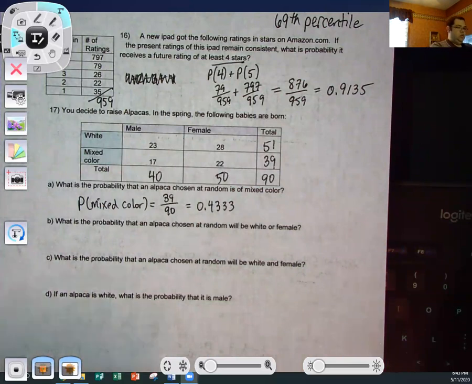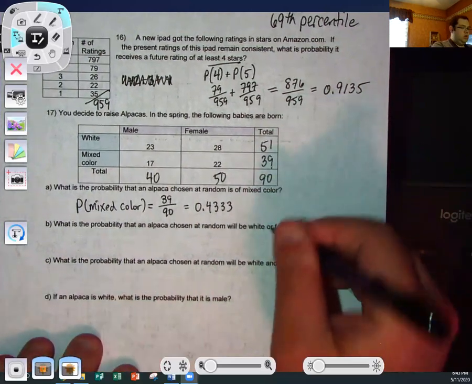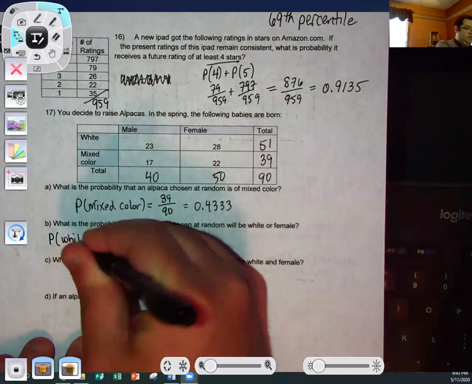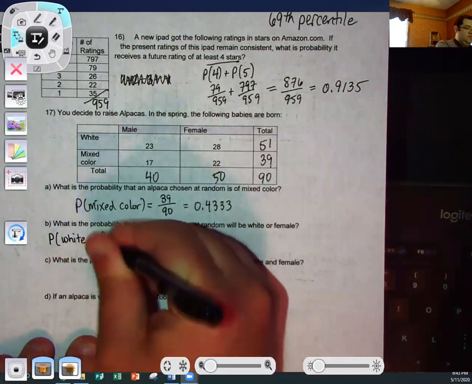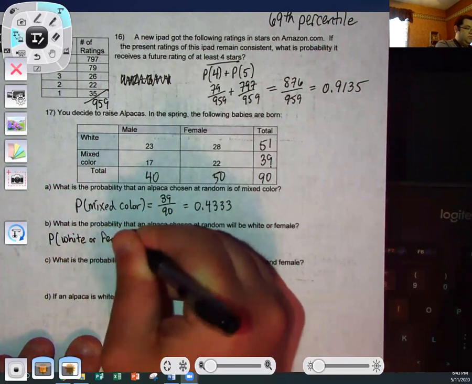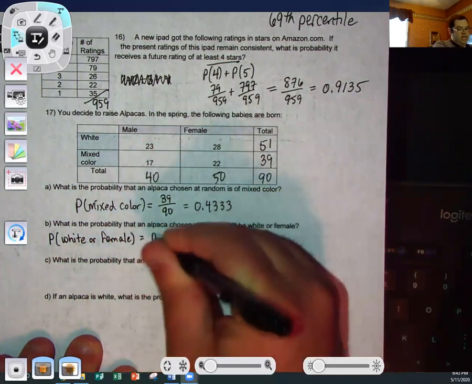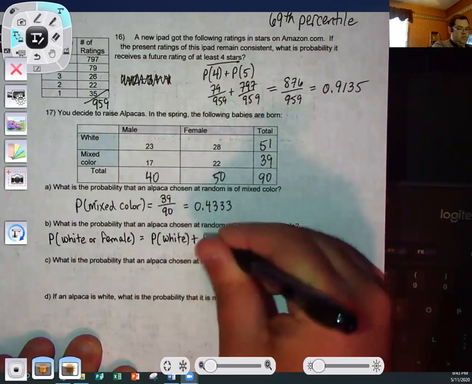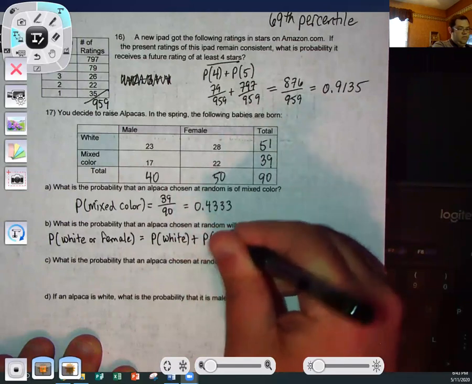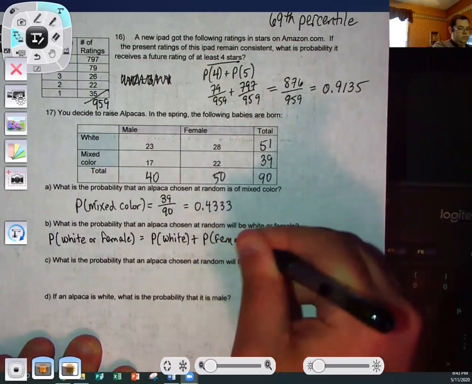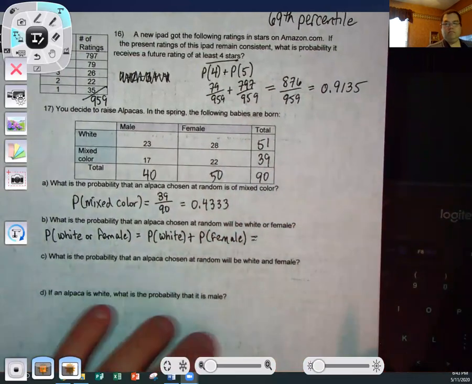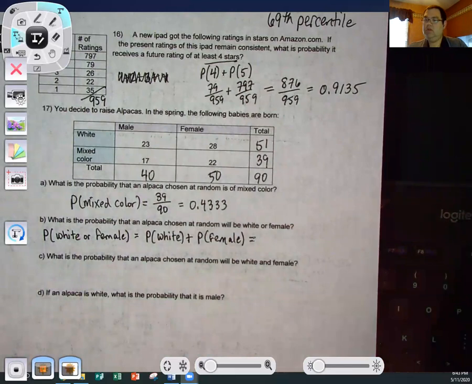Okay. So now it says, what is the probability that an alpaca chosen at random will be white or female? So remember that the word or means that we add the probability. So the probability that it being white or being female means that we add those 2 together. So the probability of it being white plus the probability of it being female. Because it's one or the other.